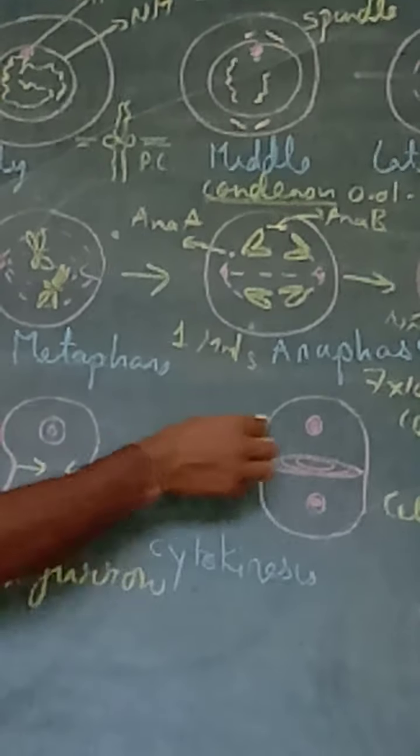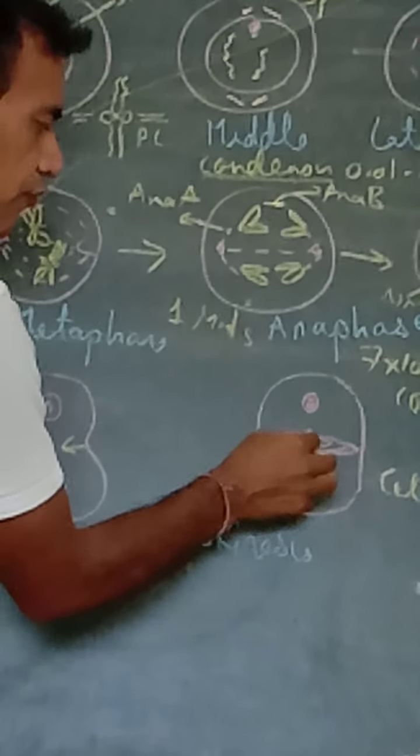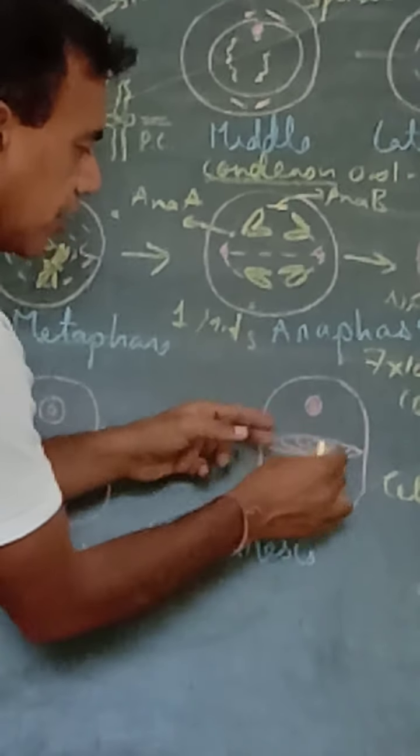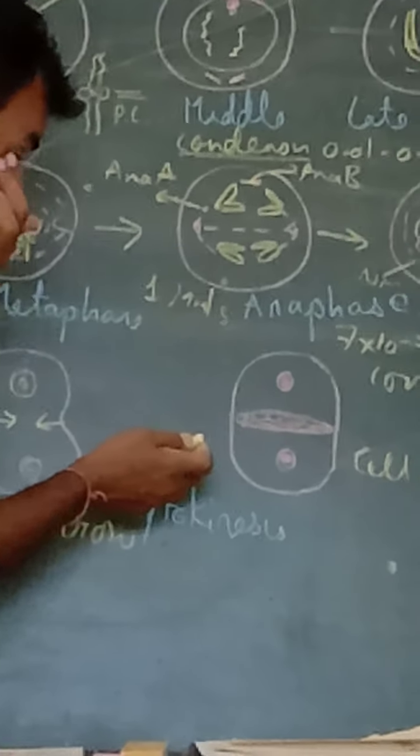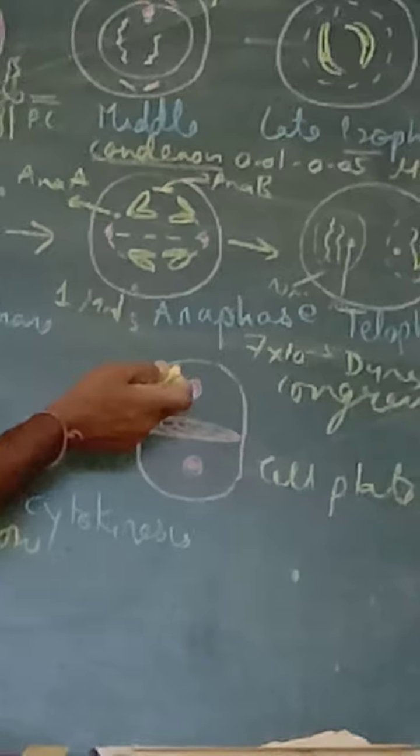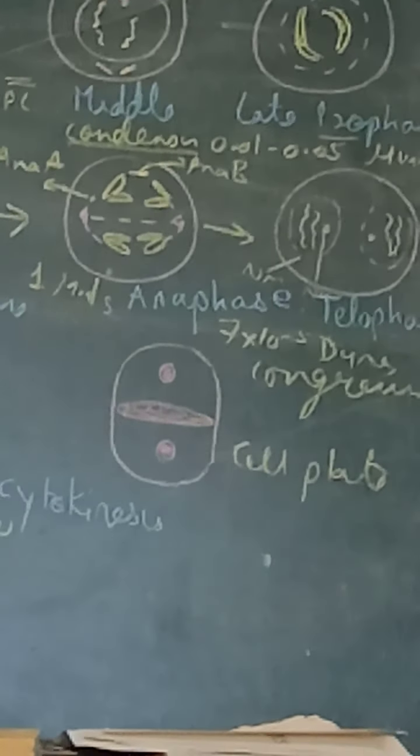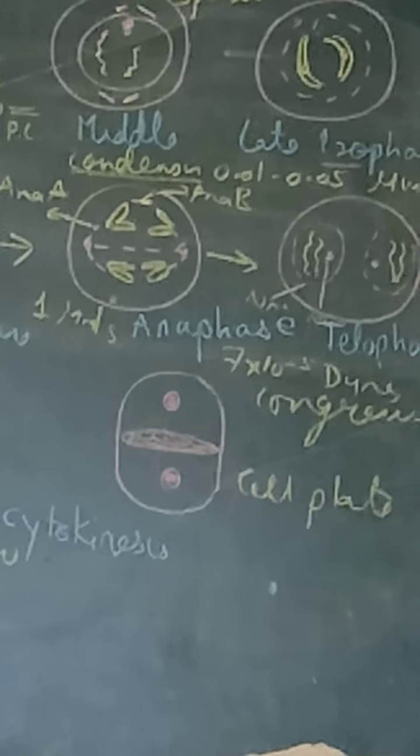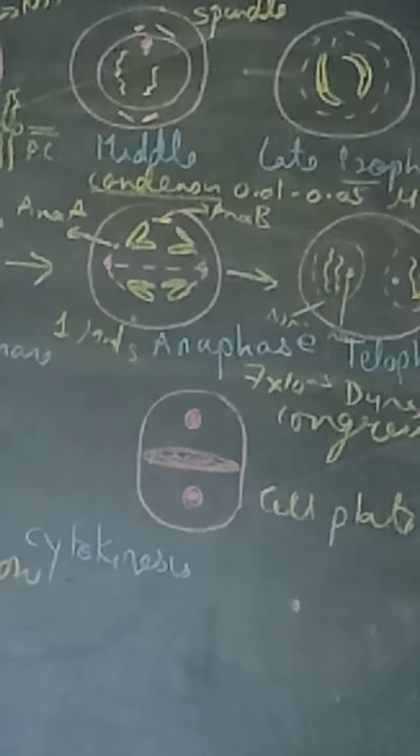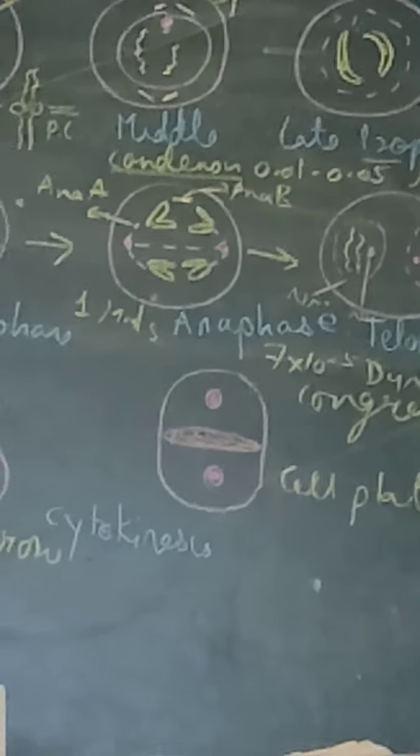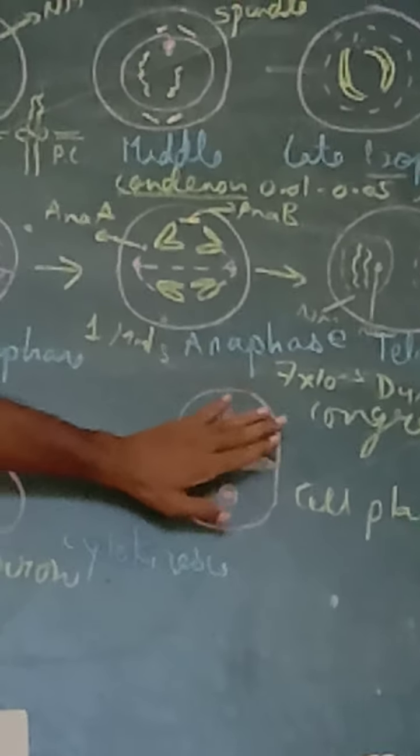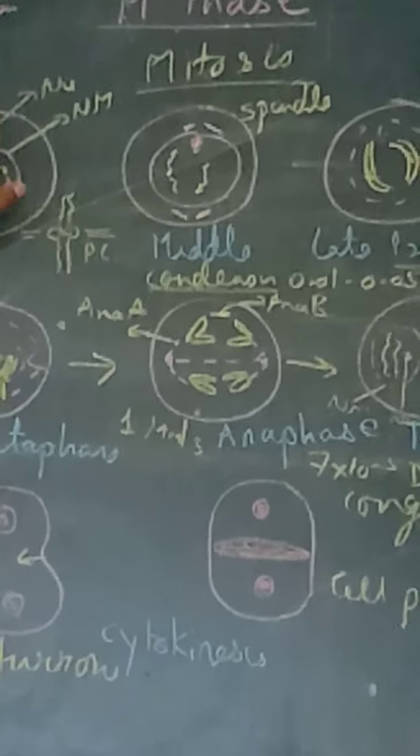In the cell plate method, from the center, the cell plate extends towards the periphery, making a plate-like structure. This is due to endoplasmic reticulum vesicles, which collect in the center, thereby separating two cells. And thus, this is how two cells are formed from a single cell.